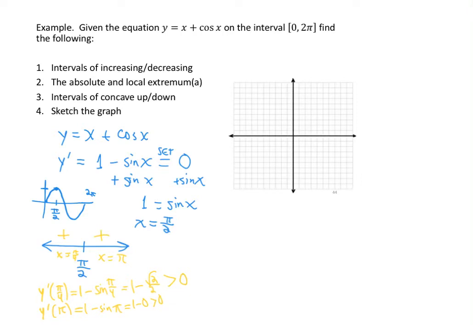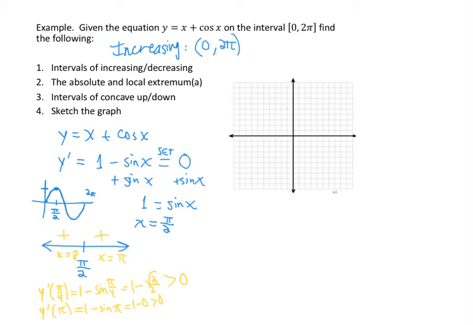Okay, so it looks like this function is going to increase all the way. So our intervals of increasing and decreasing, well, we're going to have just one interval and it's going to be all increasing. So the increasing interval will just be 0 to 2 pi. And I'm making it an open interval again because what happens at the endpoints is not clear.